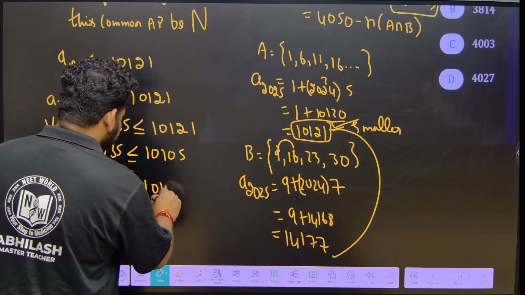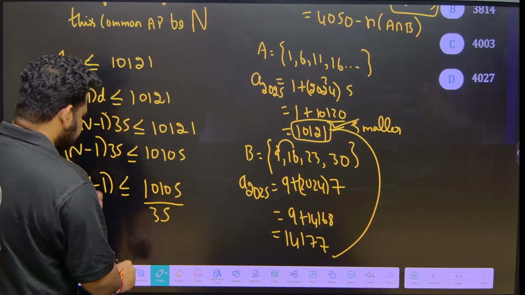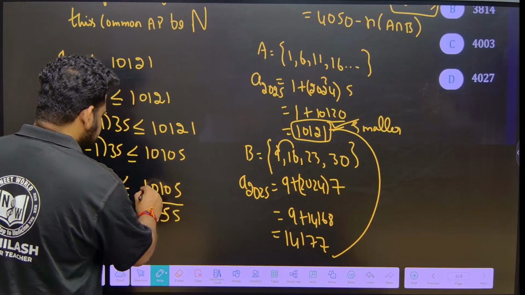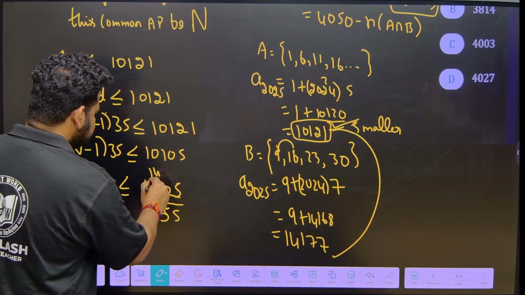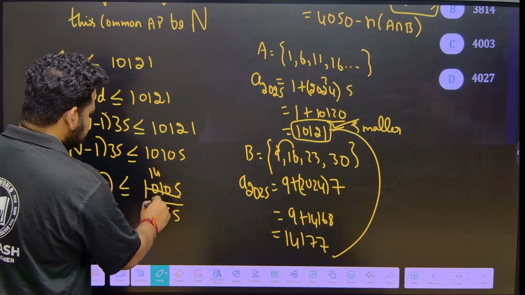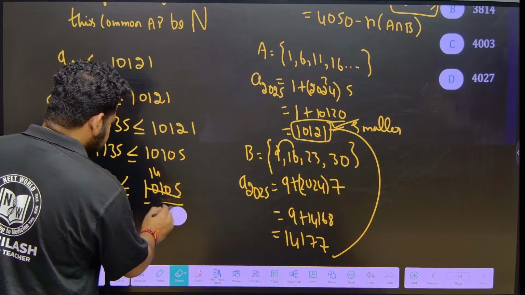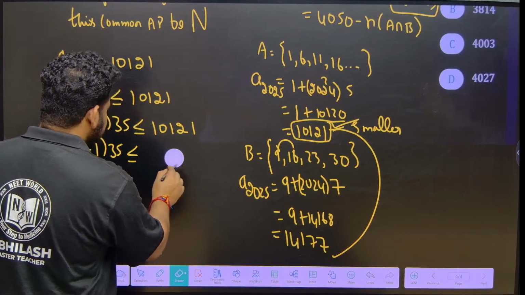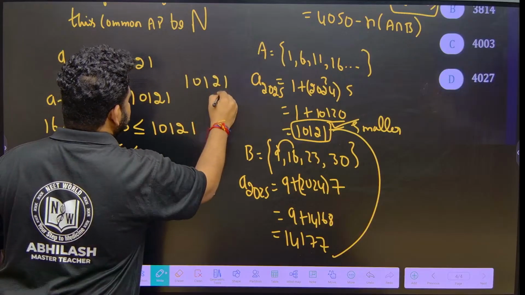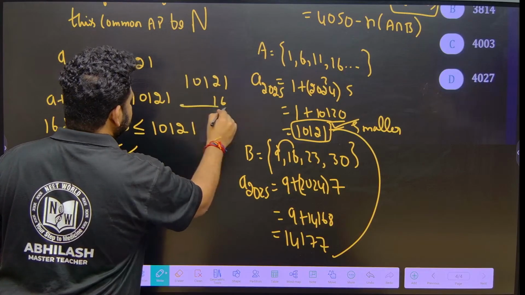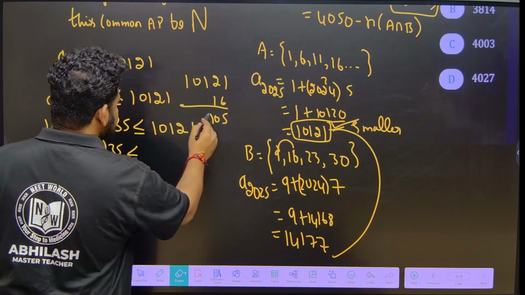10105 divided by 35. Let me take it, 7 5s are... 7 1s are 7, 3 is there, 7 4s are 28, 3 is there, 30. Let me check, somewhere a mistake is there. 10121 minus 16 gives us 11 minus 6 is 5, 1 minus 1 is 0, 1 0. Yes, this is perfectly fine. So we got it as correct.